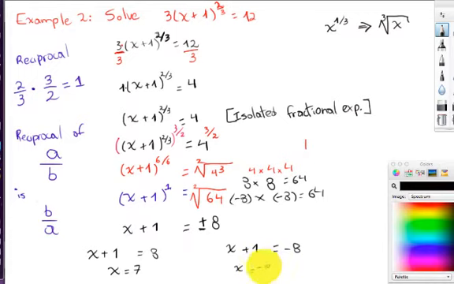And how can you check this? If you plug this in on the original equation, you'll know that they work just fine.